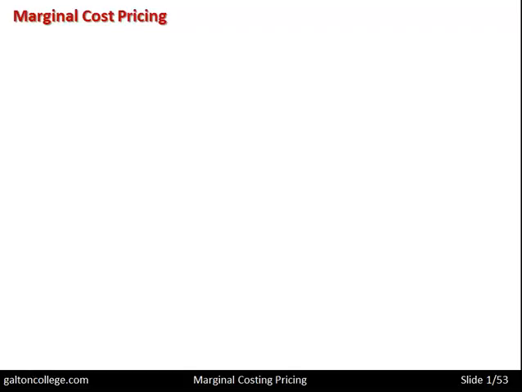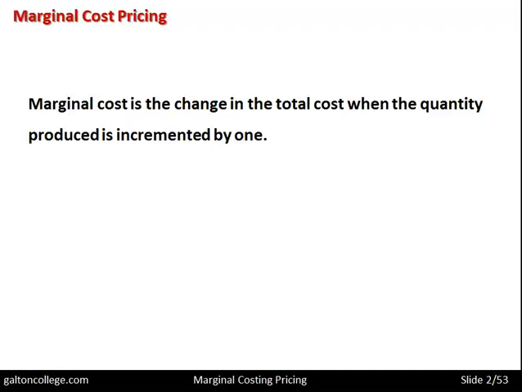In this class we'll be dealing with marginal cost pricing. Now marginal cost is the change in the total cost when the quantity produced is incremented by one. When we produce one extra unit of output, the change in the total cost is the marginal cost. In other words, it's the cost of producing the last unit. And that's what we mean by marginal cost. It's the cost of producing the last unit.